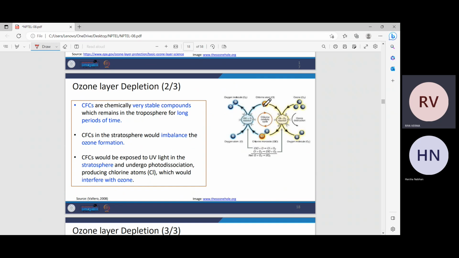This chlorine atom reacts with ozone, and that's why this ozone molecule gets destroyed. It forms a compound of ClO and oxygen molecule is released in this reaction. See this one, chlorine plus ozone, that forms a stable compound of ClO, and oxygen is released. So these CFCs in the stratosphere would imbalance the ozone formation.